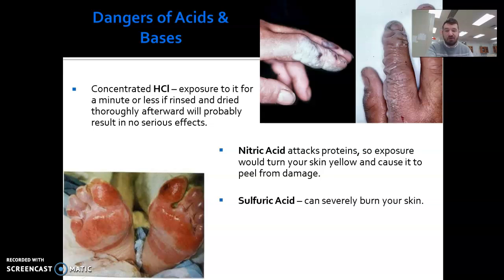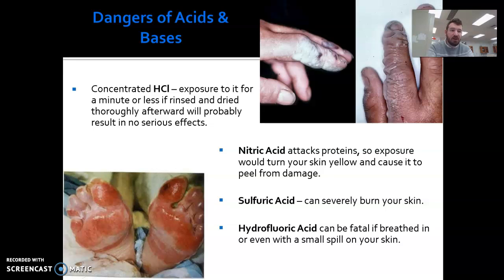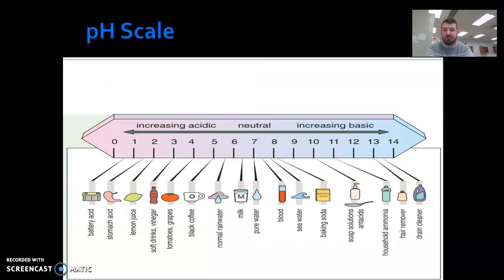Sulfuric acid will severely burn your skin, right? You can see the damage from sulfuric acid at the bottom left here. And hydrofluoric acid, while it may be considered a weak acid, can be fatal if you just breathe in some of its vapors or spill a little bit on your skin. Okay, so the way we categorize acids as strong and weak has nothing to do with their danger to us. Make sure you are aware of that misconception, because hydrofluoric acid, while it might be one of the most deadly that we have, is considered a weak acid.